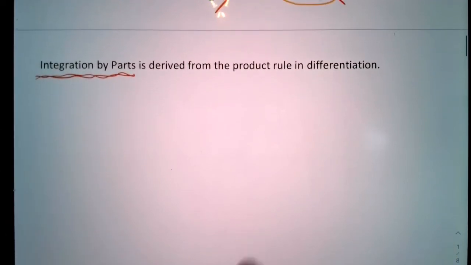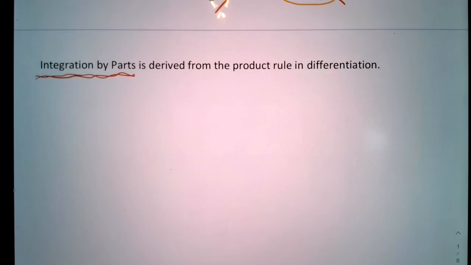I'm sure your Calc 1 instructor made a big deal that u substitution, that whole method of integration, actually kind of fell out of the chain rule for differentiation. You can kind of see that where we're doing inside versus outside. That's what the chain rule handles, composite functions. On the flip side, now we're going to start talking about integration by parts, which really came out of the product rule for differentiation.